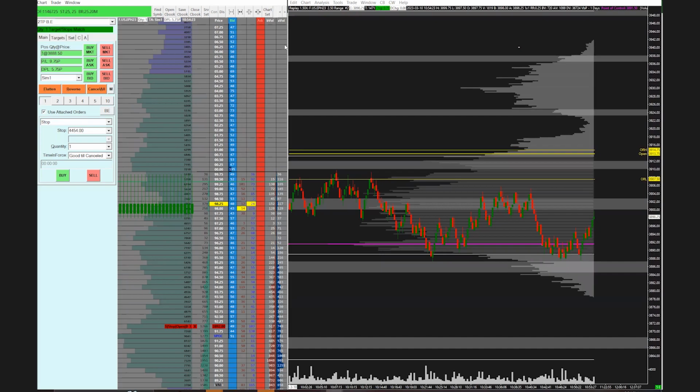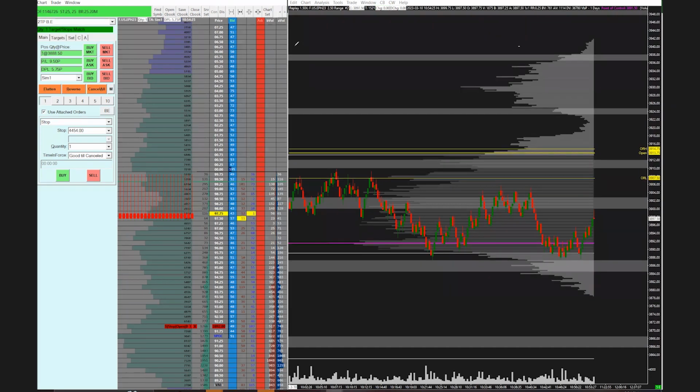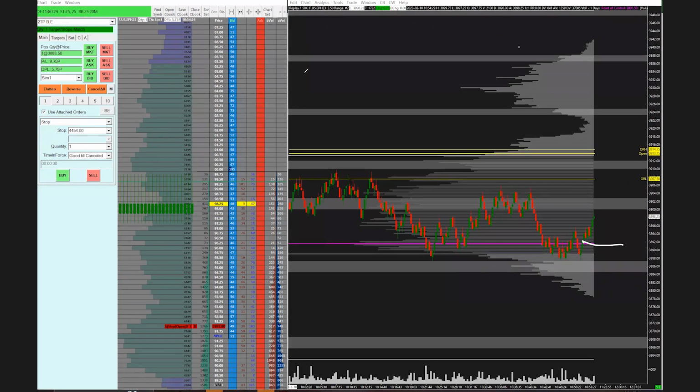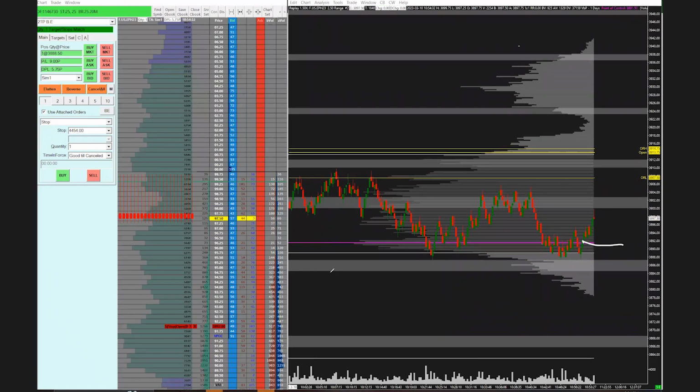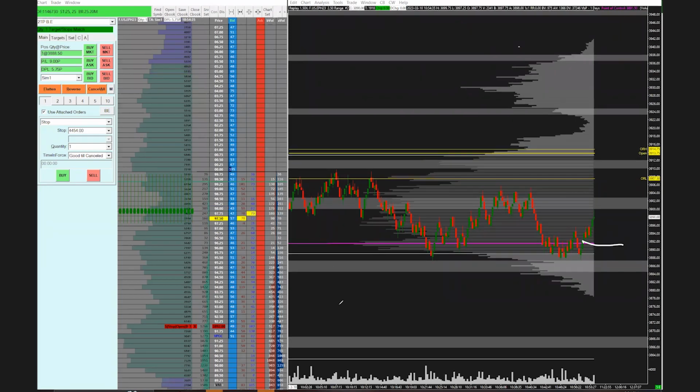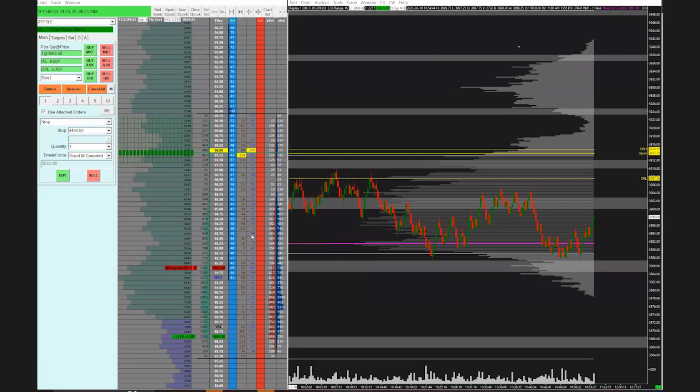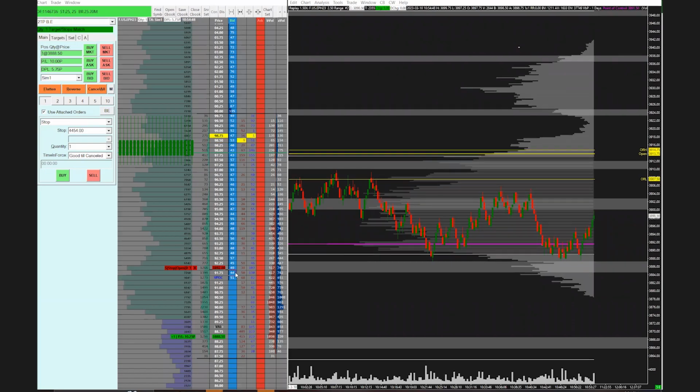Now, if we were trailing based on structure, we might say, okay, well, below this area, under this 92, which is pretty much where we're sitting right now, we can put a trailer on this position, right? And that's the thing. We only have one. If we had multiples, it'd be a different story.